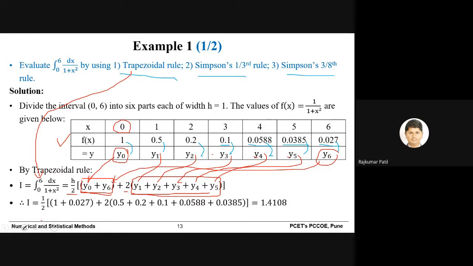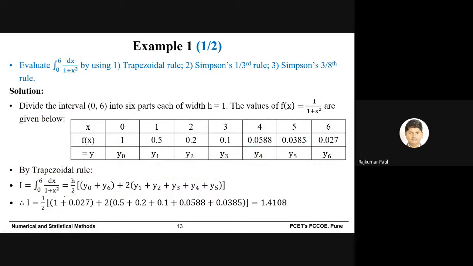Then you need to put the values of y in the equation. y0 is 1, y6 is 0.027, y1 is 0.5. Similarly, put the values of y2, y3, y4 and y5 and simplify the equation. Upon simplification, you will get the area under the curve, or the integration, as 1.4108. I will repeat the process once again for the trapezoidal rule so that you will understand in a better way.